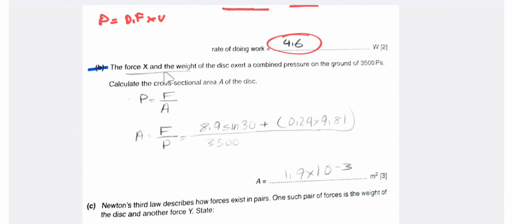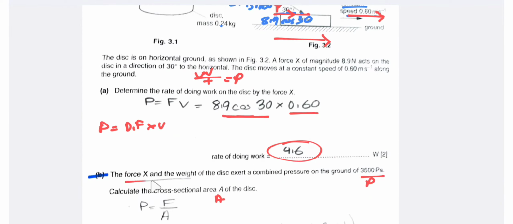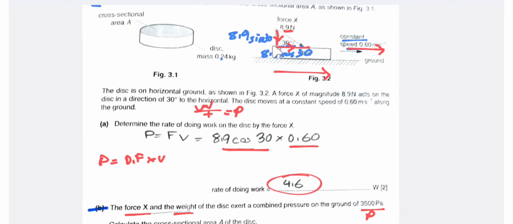Then the force X and the weight of the disc exert a combined pressure on the ground of 3500 Pascal. So this is the pressure. Calculate the cross-sectional area of the disc. So we need to find the area. And what is the combined force? So force X and the weight.